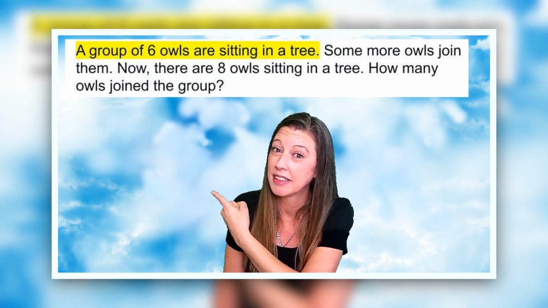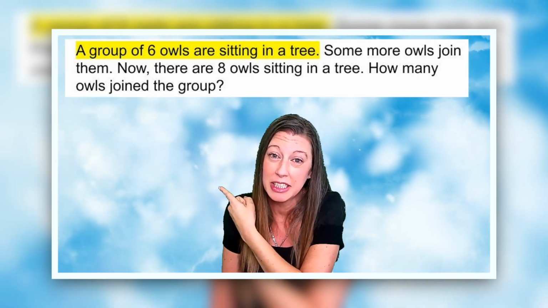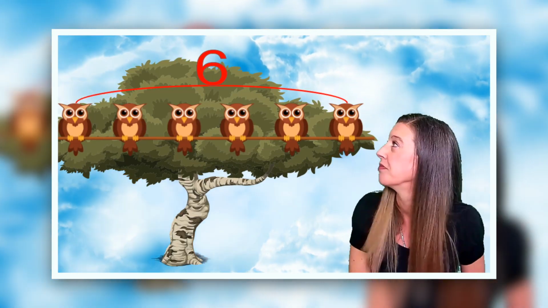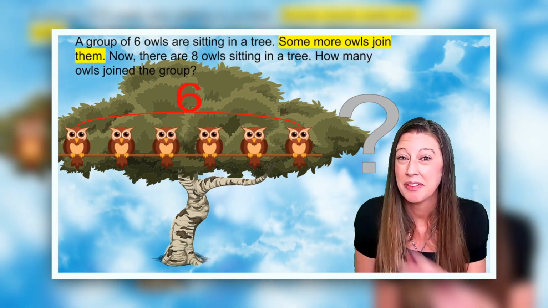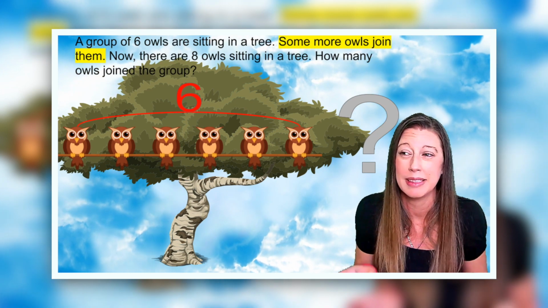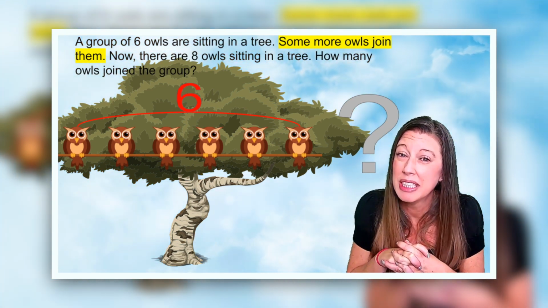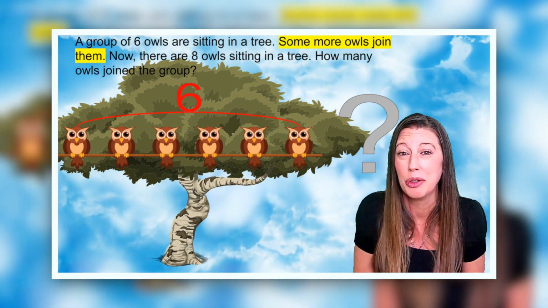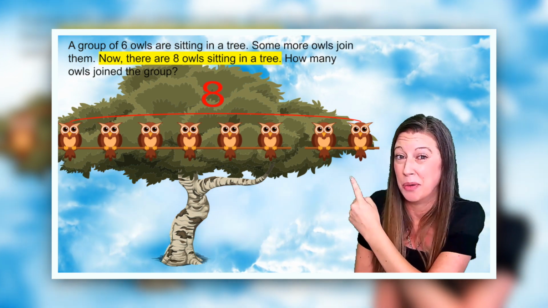According to the text, the first sentence says there were 6 owls sitting in a tree. Owls. I'm going to make a model and put owls in a tree. Now there's 6 owls in that tree. The next sentence of the text says that some more owls joined them, but it didn't say how many. I think we should read the next sentence to see if we can find any clues. The next sentence says, now there are 8 owls sitting in the tree.